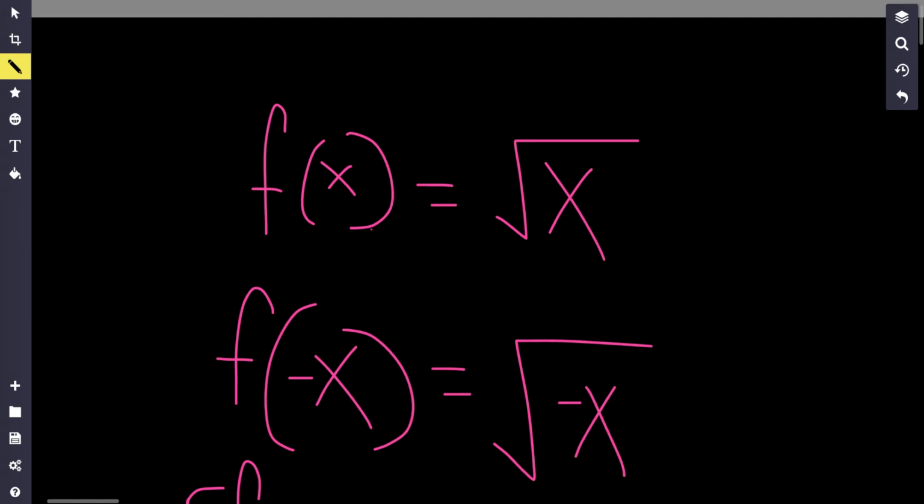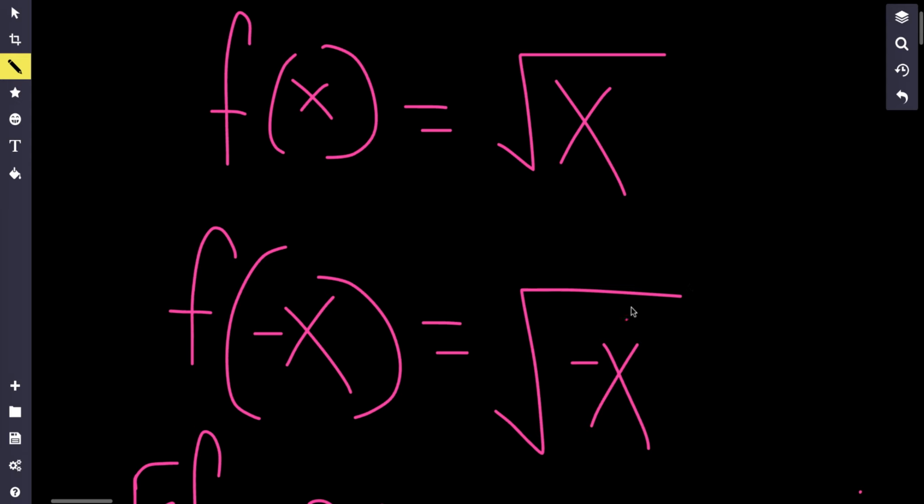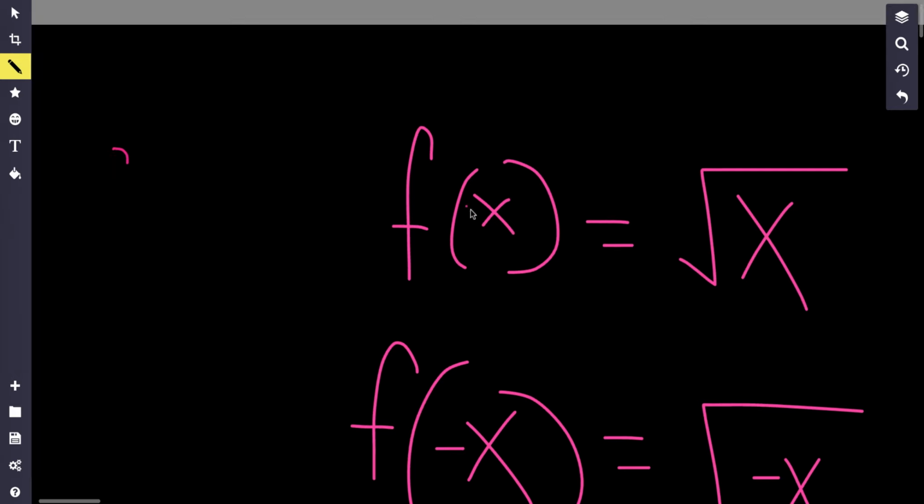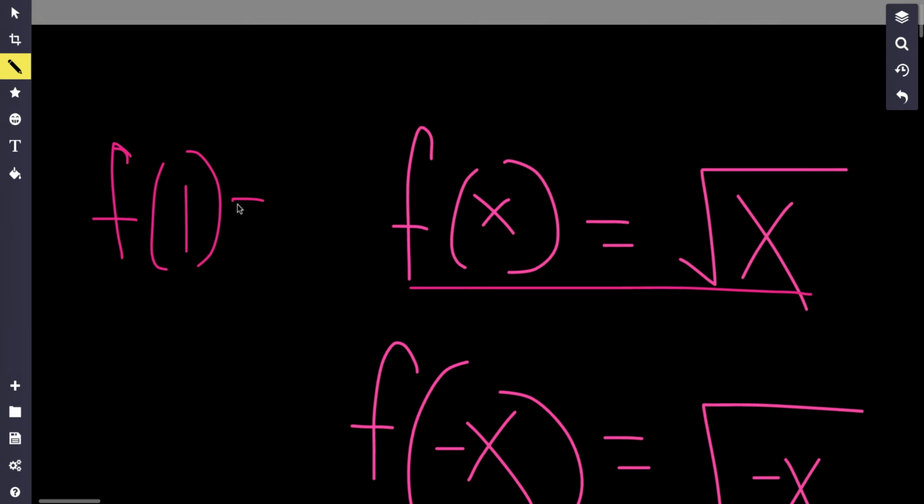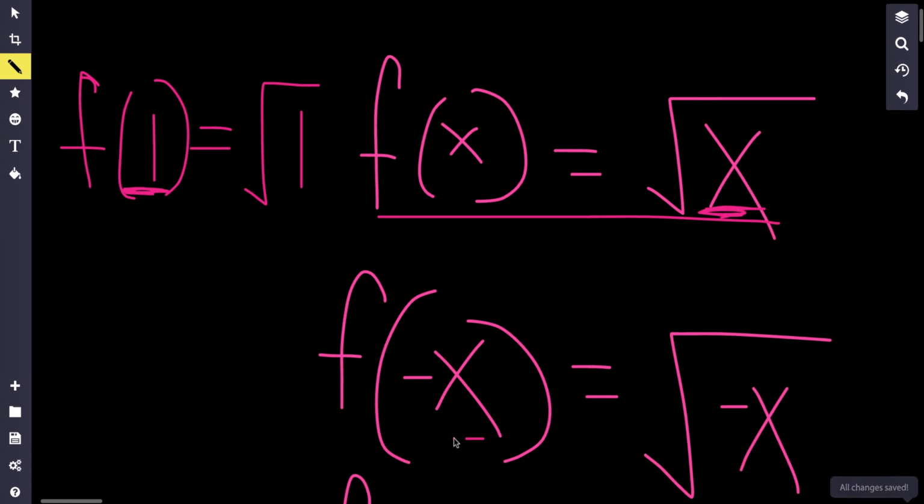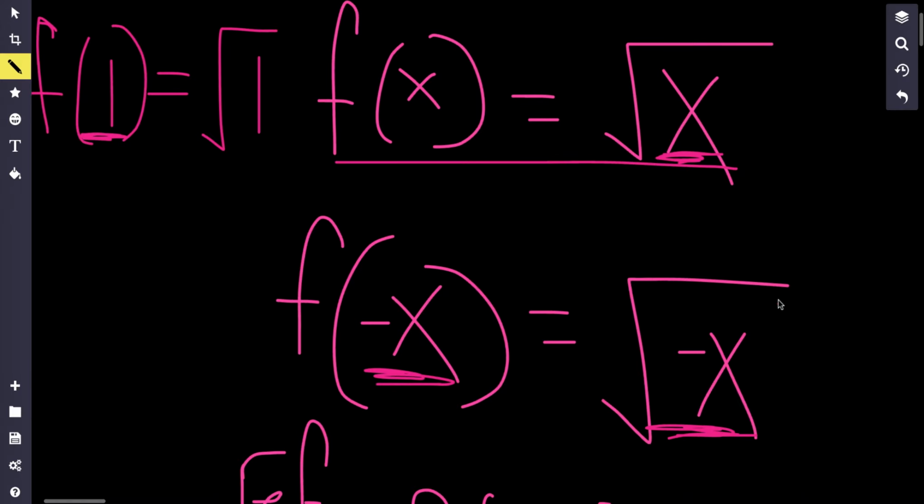If we have a function like f of x is equal to the square root of x, well, f of negative x is going to be equal to the square root of negative x. In case this doesn't make sense, we know that if we have f of x is equal to the square root of x, f of 1 is equal to the square root of 1, right? So everywhere we see x, we replace it with a 1. So if we have f of negative x, well, everywhere we see x, we replace it with a negative x. So this is equal to the square root of negative x.